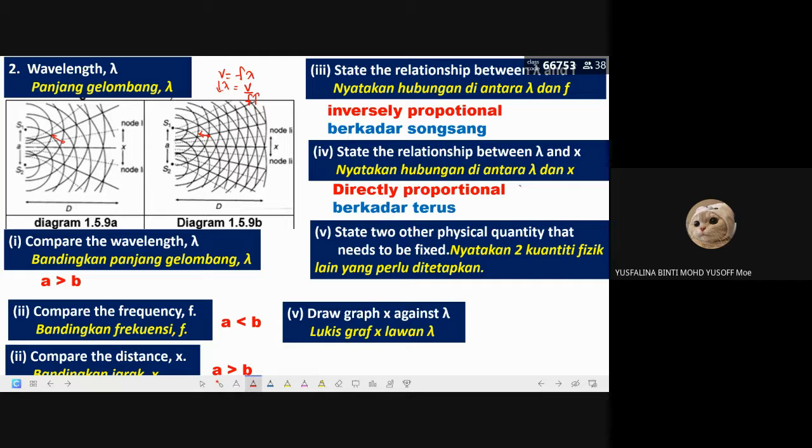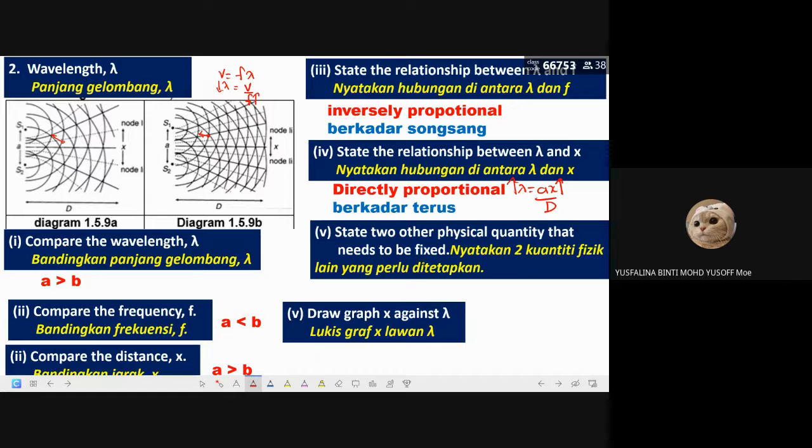And then the next one asks, what is the relationship between lambda and X? For this one, you refer to this formula. Let's say if I increase the lambda, what happens to X? X also increases. So this is directly proportional.